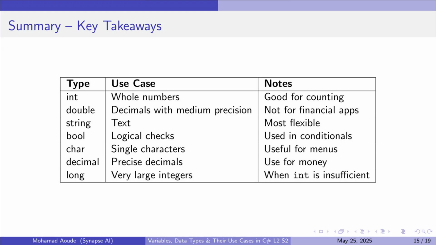Here are your key takeaways. Use int for whole numbers, use double for general decimals, use string for text. Use bool for logical flags. Use char for single characters. Use decimal for financial precision. Use long for very large integers. Choosing wisely will make your code reliable and efficient.